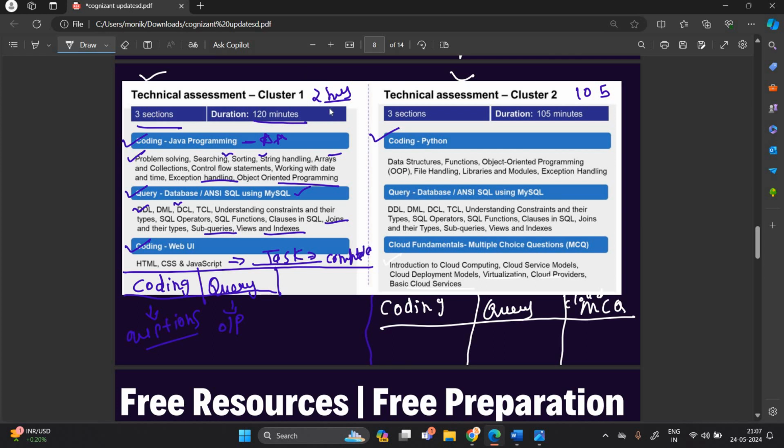So just to see, it is a 2 hour examination. In that, coding, query and web UI are also asked, because there are 3 parts to the examination: web UI, coding, Python, query, and cloud fundamentals will be asked. Means coding questions will be there, query related questions will be there, and the cloud MCQ will be there. So basically we can expect a database ANSI SQL using MySQL, query questions, and multiple choice questions. So this is cluster 1 and cluster 2.